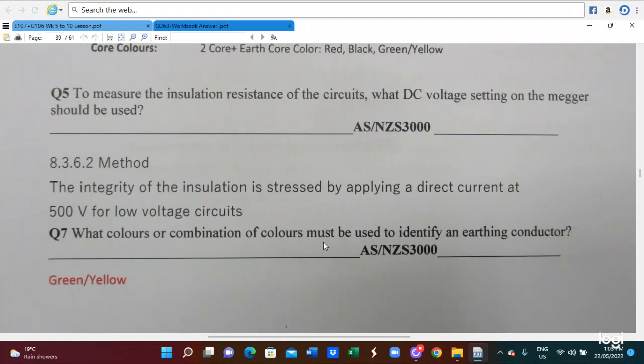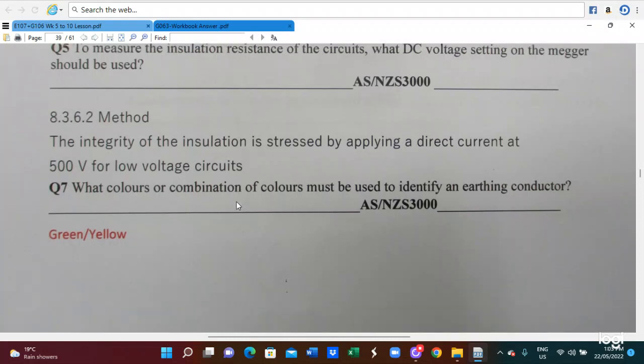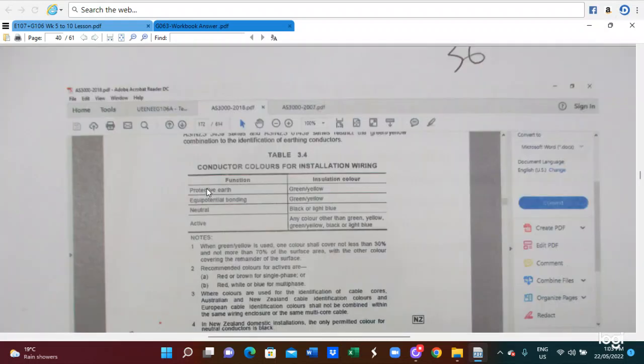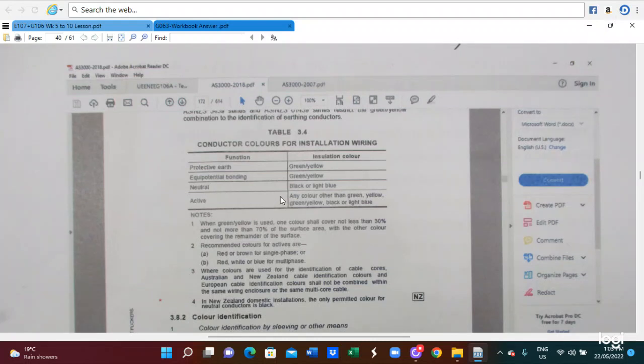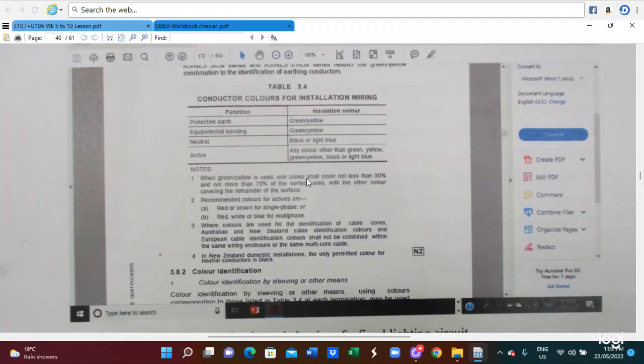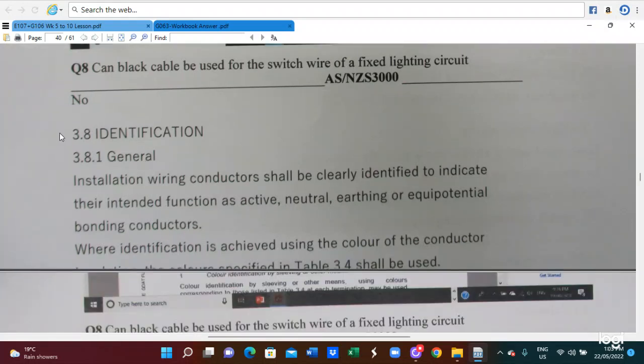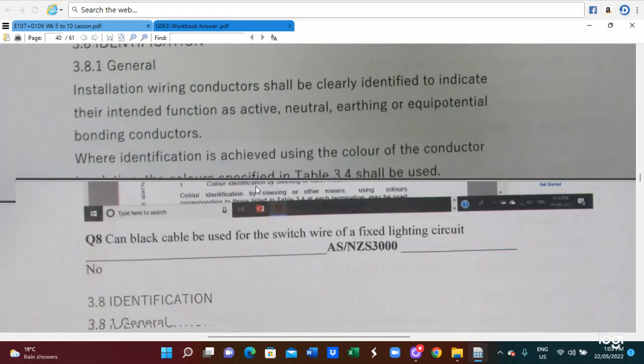To measure the insulation resistance of the circuit, what DC voltage setting on the megger should be used? The answer is, under 8.3.6.2, we have to use 500 volt. What color or combination of colors must be used to identify the earthing conductor? The answer is green yellow. The reference is table 3.4 of the AS 3000. You can see the colors for the installation wiring. And also, can the black cable be used for the fixed wiring lighting circuit? The answer is no, because of clause 3.8, identification 3.8.1, we have to follow the standard.